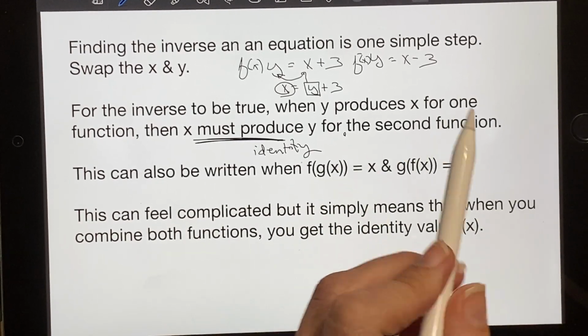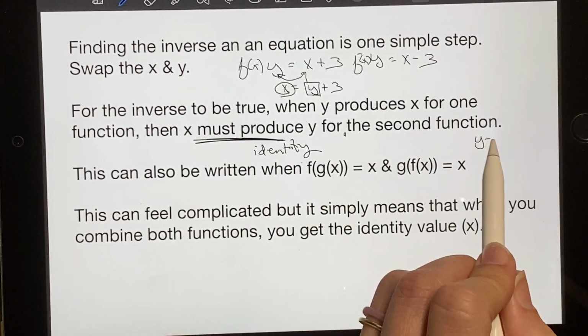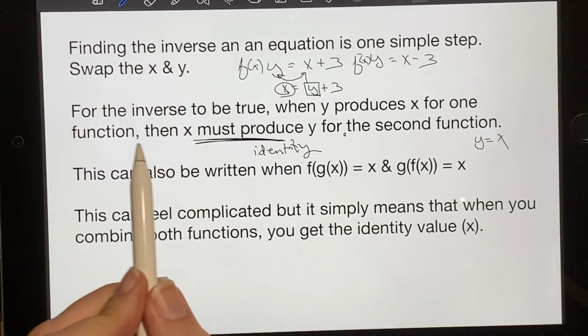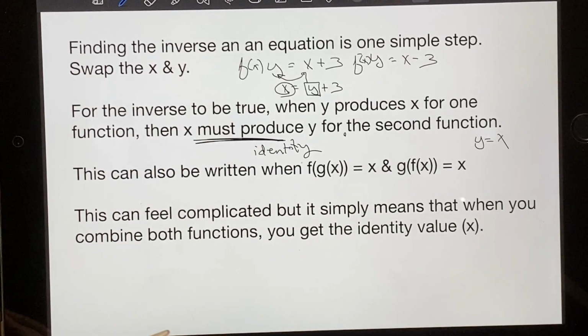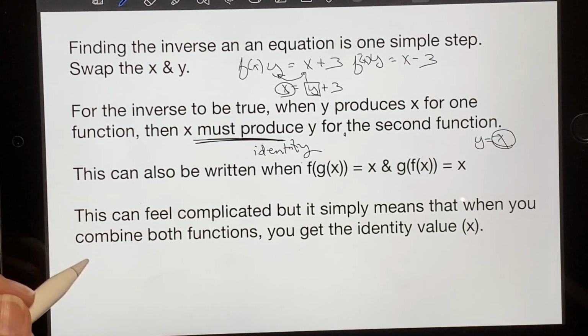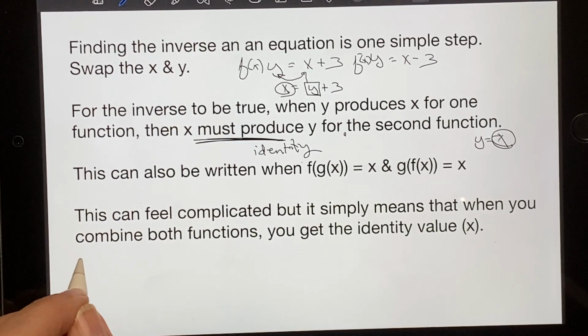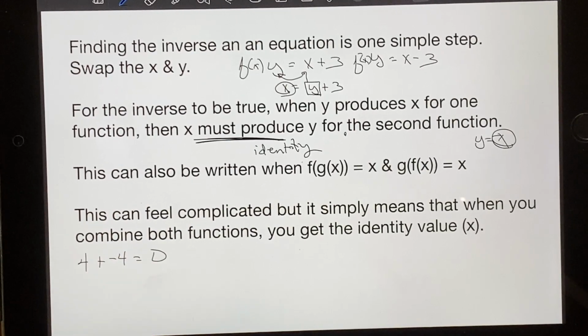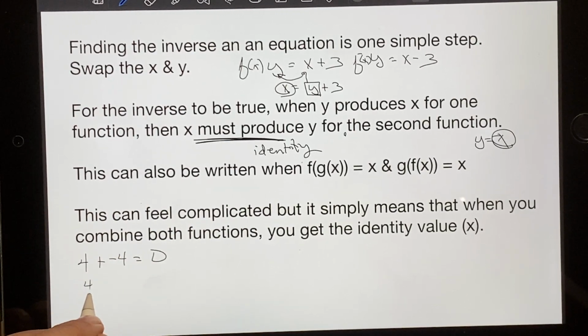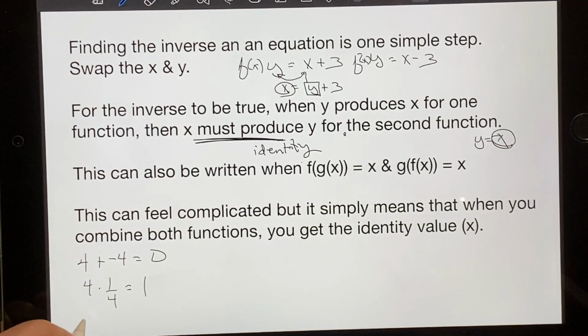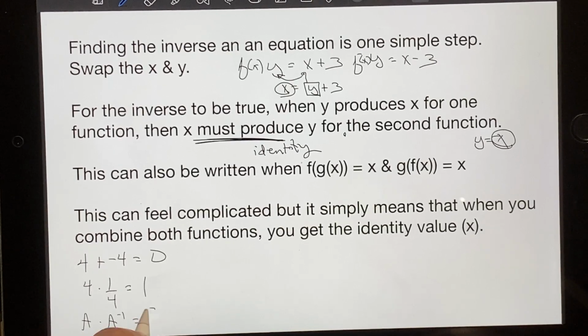Correct? And so what is our identity? Well, if our identity is y equals x, then as we do our functions, we've got to come out with an x over here. Okay. So our check with that, just like we say for addition, we actually have to add them up to see if they produce the identity. For multiplication, we actually have to multiply them to see if they produce the identity. For matrices, we had to multiply them to see if they came out with the identity matrix.